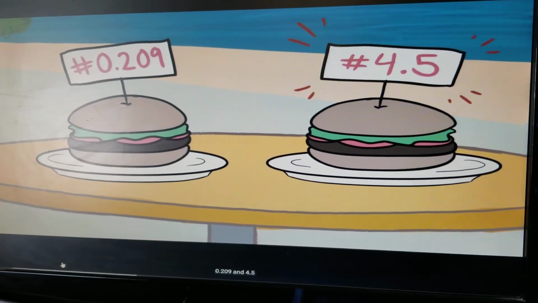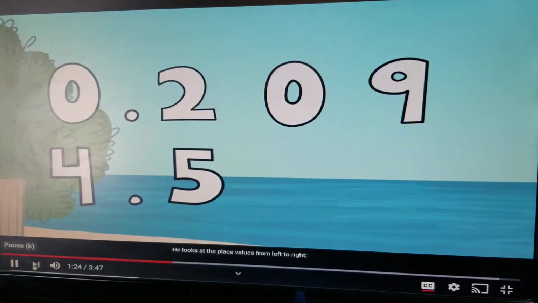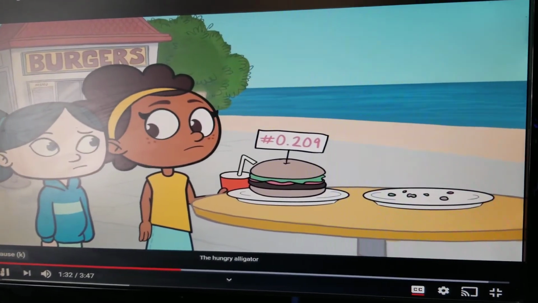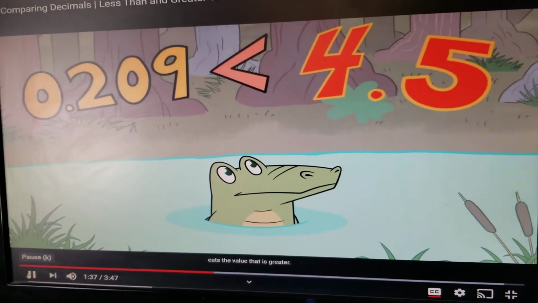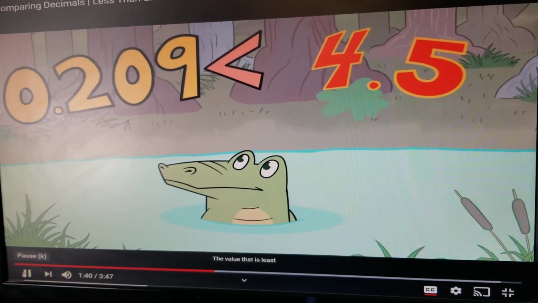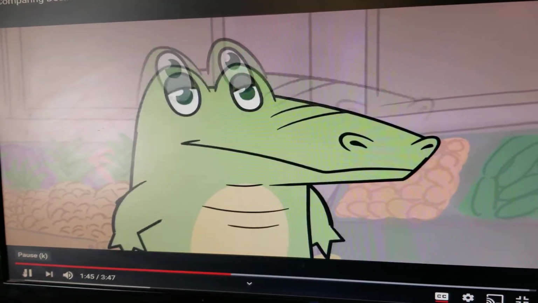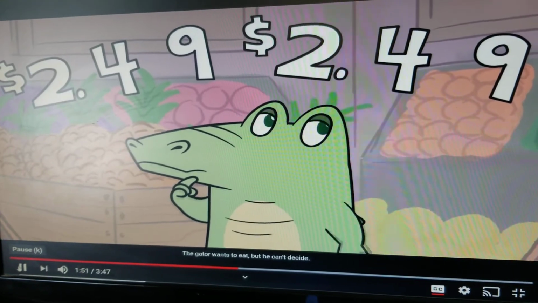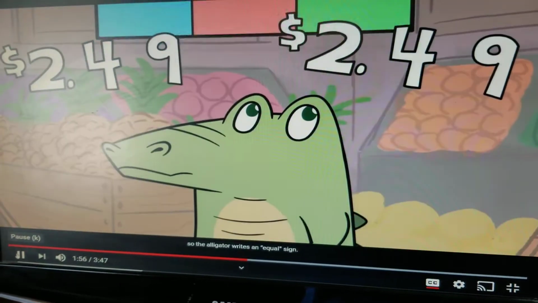209 thousandths and 4 5/10. The gator eats the one with the greater contents. He looks at the place values from left to right. Wants the greatest one's place, so he takes a big bite. The hungry alligator eats the value that is greater. The value that is least is never part of his feast. Now the numbers are the same on both sides. The gator wants to eat, but he can't decide. Neither is greater or less. It's a perfect tie. So the alligator writes an equal sign.